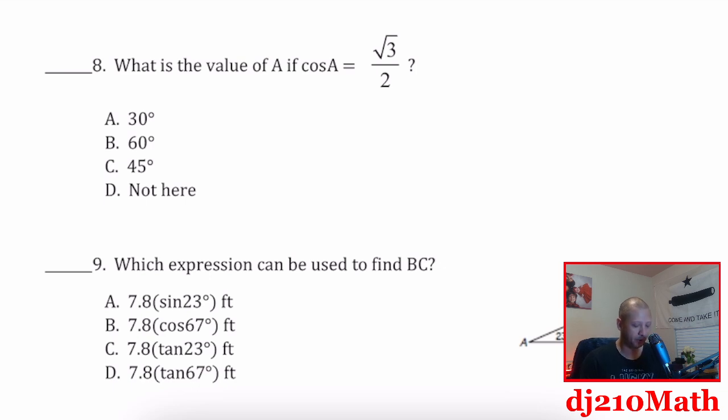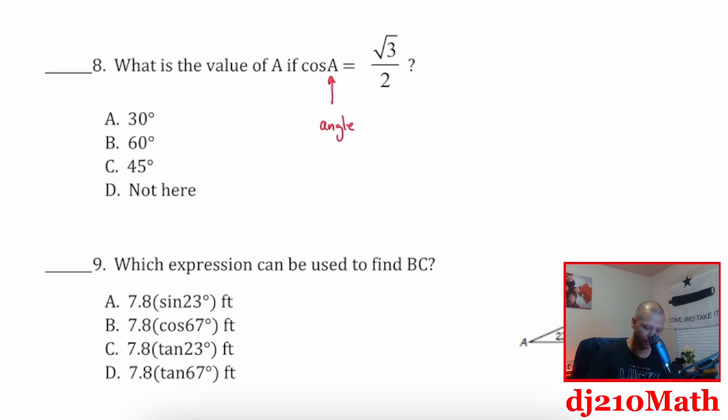All right, what is the value of A, if cosine of A is equal to root 3 over 2? Okay, so this problem looks kind of funny, but A is an angle. That's the variable. And we're looking for the angle. We want to know what is the angle. So we have to use inverse cosine.